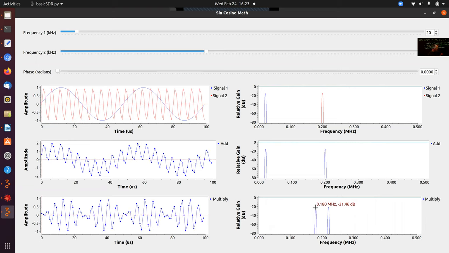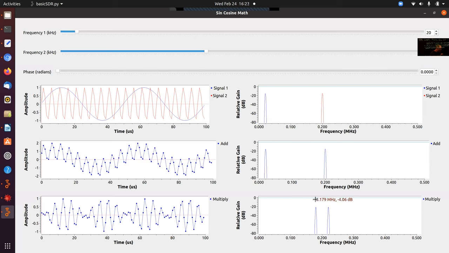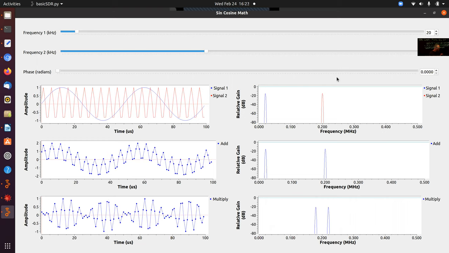So whenever you multiply cosines together, you get both the sum and the difference. And we're not going to worry so much about the overall amplitudes, but half of the power goes into the sum frequency and half the power goes into the difference frequency. All right, that's just trig identities.